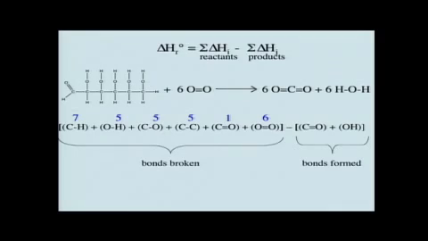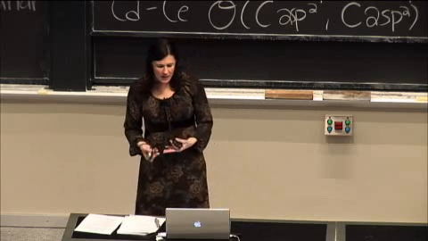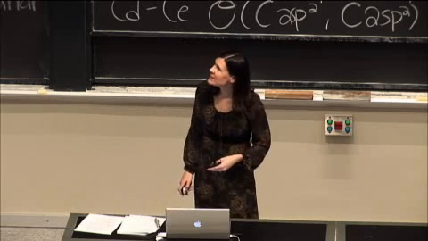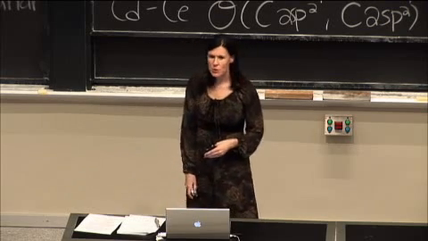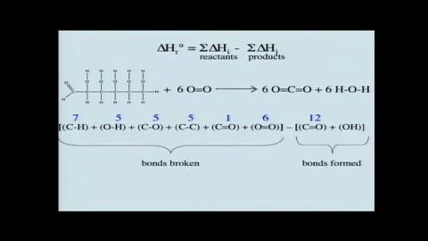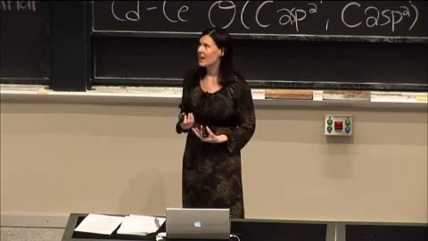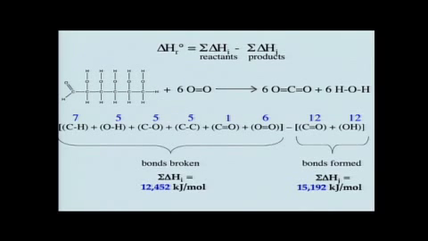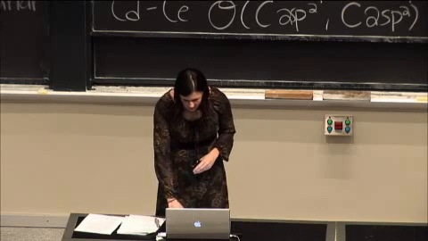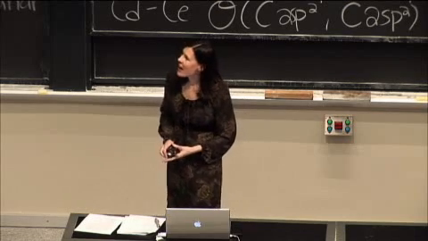So if we add up all of the bonds that are broken, and we subtract from that the bonds that are formed, those strengths, the C double bond O, we have 12 of those. And how many OH bonds do we have? Right, 12 as well. So if we add up all the bonds broken, what we end up with is 12,452 kilojoules per mole, and it's talking about per mole of glucose that's oxidized. And in terms of bonds formed, what we see is 15,192 kilojoules per mole.